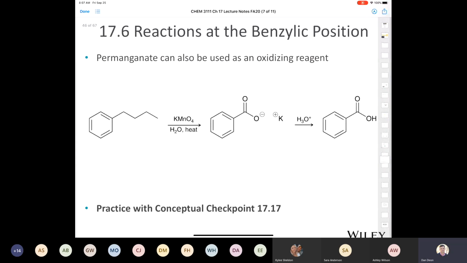You can also do a similar reaction, a similar oxidation at the benzylic position using potassium permanganate and heat. The difference is that in this reaction you're going to end up with a carboxylate ion. Okay, so you end up with a carboxylate, and so you have to protonate that in the second step using hydronium.